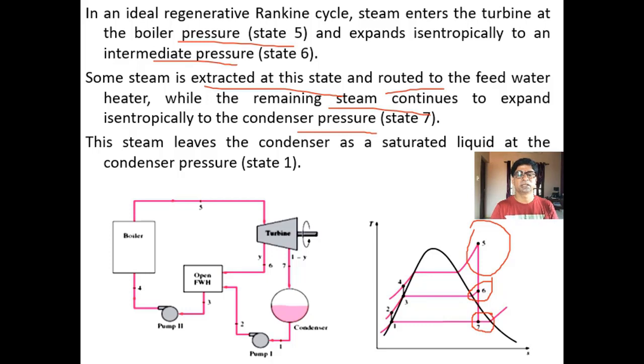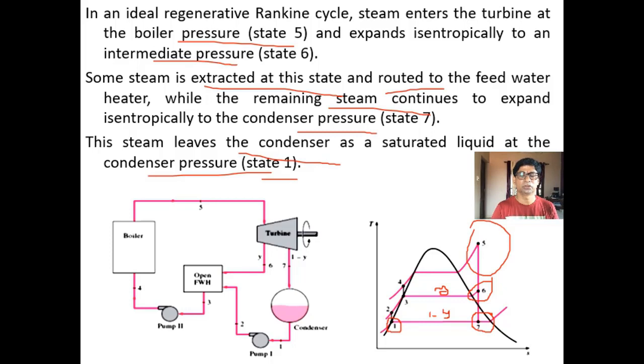So a part of it, Y, is extracted at point 6. From 5 to 6 there is complete expansion of the entire mass of steam, but at 6 Y kg is extracted, so the remaining 1 minus Y kg undergoes expansion from 6 to 7 in the turbine and passes through the condenser. That steam leaves the condenser as saturated liquid at condenser pressure. So at the end of the condenser you can see it is a saturated liquid, at state 1.